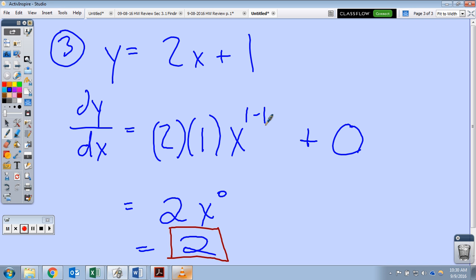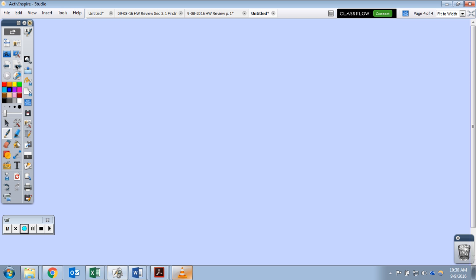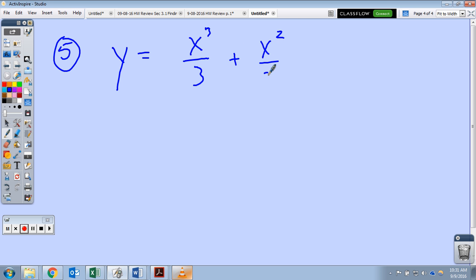Anyone have any questions about these? Should be pretty straightforward, I think. And the next one, 5. Number 5 looks a little different, but it's the same principle. It says y equals x cubed over 3 plus x squared over 2 plus x. I recommend writing it so it's easier to see that 1/3 as a coefficient of x cubed.